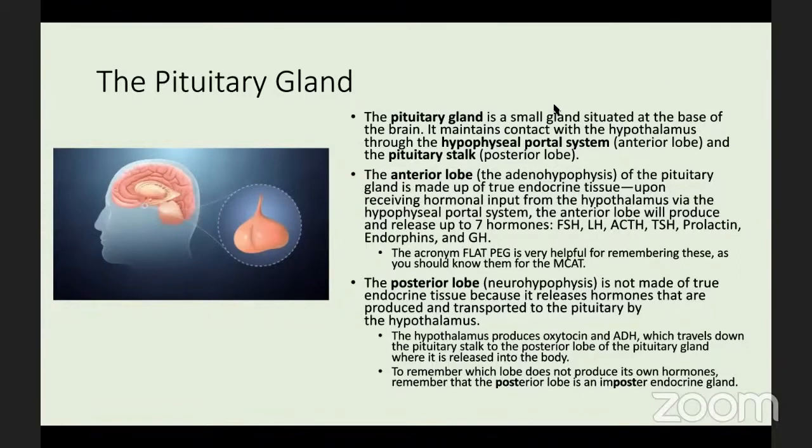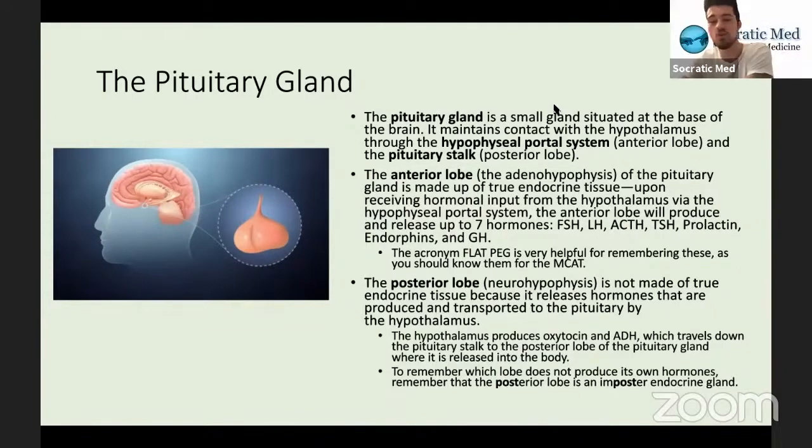So this is follicle stimulating hormone, luteinizing hormone, ACTH, I think it's adrenocorticotropic hormone, TSH is thyroid stimulating hormone, prolactin, endorphins, and growth hormone are all released by the anterior lobe of the pituitary.